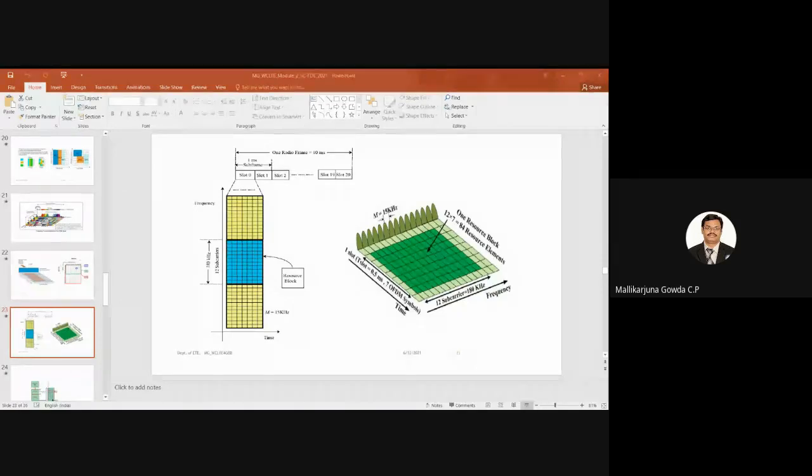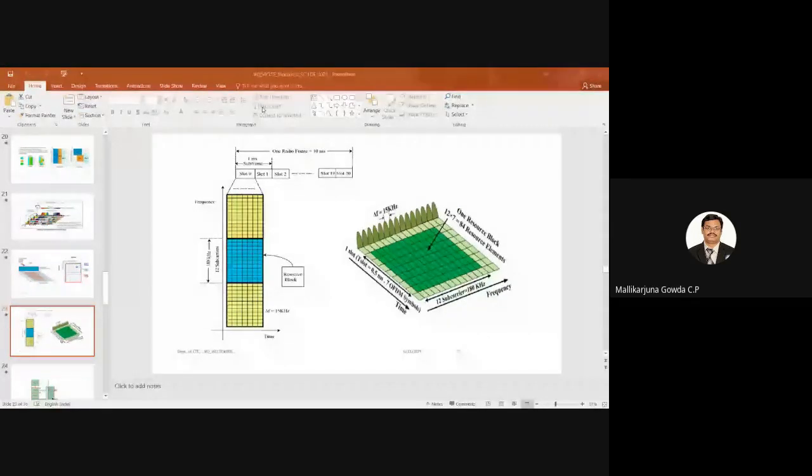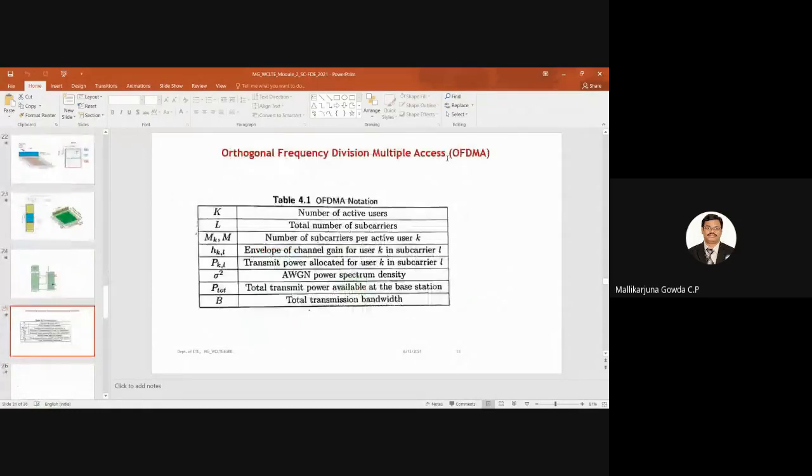I think this much clarity you should get. You should have in your mind to visualize how the user equipment's number of subcarriers will be allocated to different users. This is just the convention we use in OFDMA. So I think you'll be able to understand that.